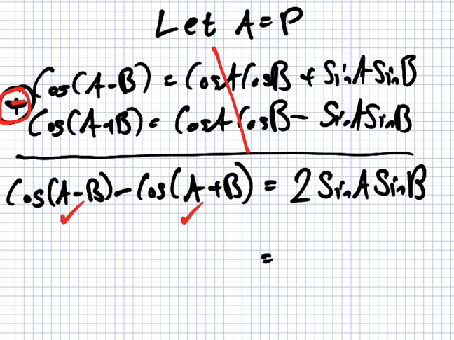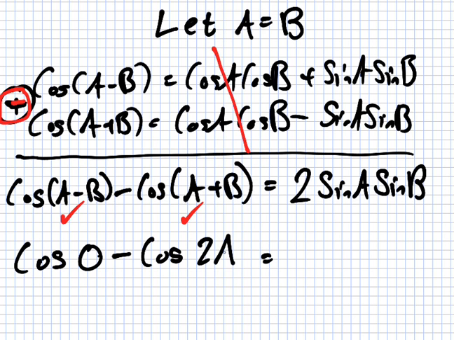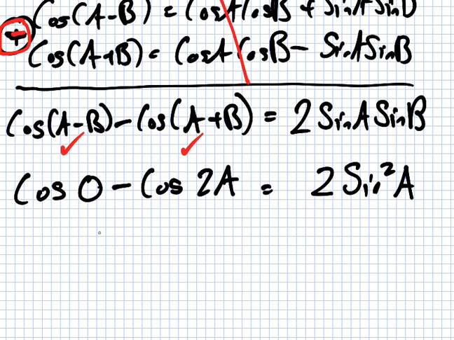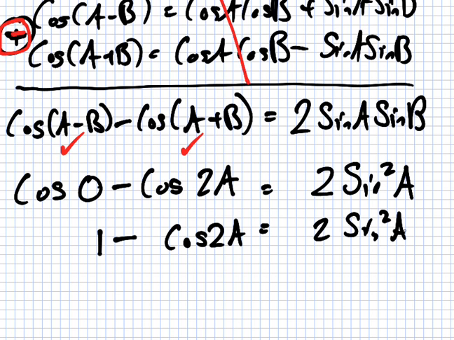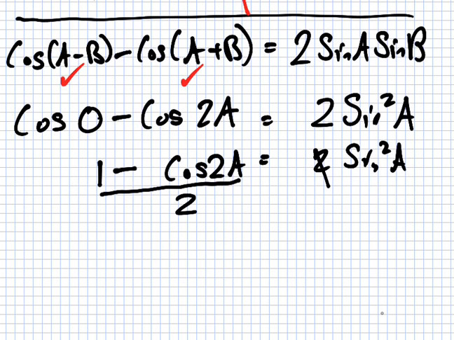A equal B, then you get here cos 0 minus cos 2A equals 2 sine squared A. Yeah, no, this is good. Cos 0 is 1. So 1 minus cos 2A is 2 sine squared A. If I divide by 2, I get sine squared A equals 1 minus cos 2A over 2.